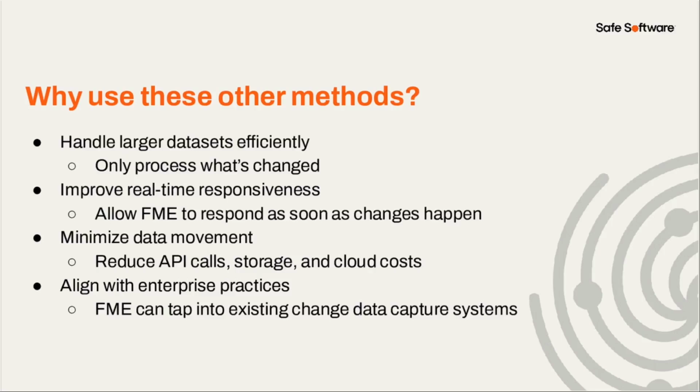So why would you want to use these other methods? The change detector transform is a pretty powerful tool, but how can these other methods help us out? Well, handling larger data sets efficiently is one of the main things here. If you have massive data sets and you want to do change detection within FME, you really only want to be reading in your latest records and performing the change detection on those. Things like modification timestamps or using SQL Server's built-in change data capture can help you only read in those recent changes. Real-time responsiveness is a big one too.